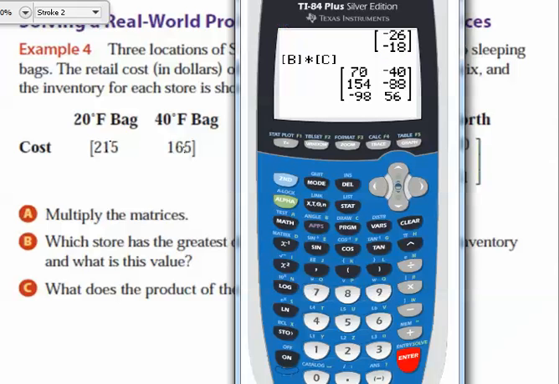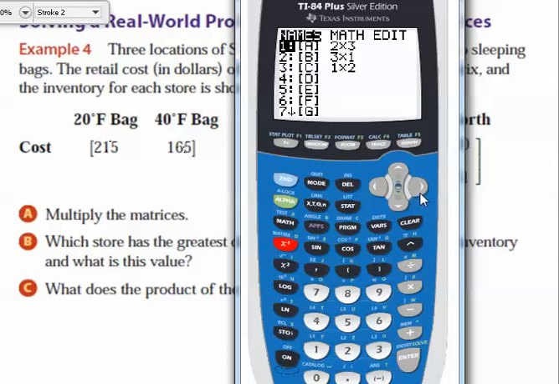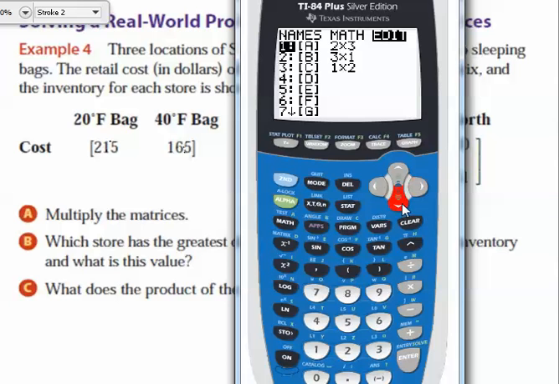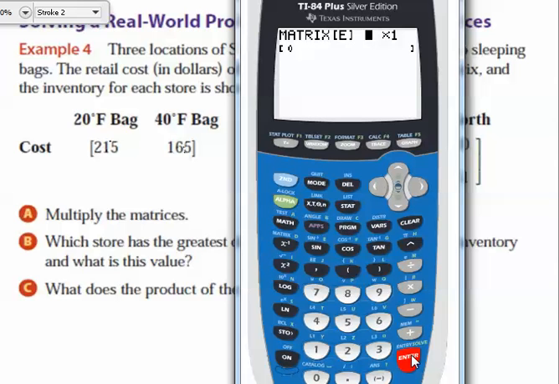I'm going to do it on the calculator because I'm thinking it's going to give me a little bit easier way of doing it because I can't do that matrix multiplication or that big of multiplications in my head. So we're going to do an edit, and we'll put the first one in D. Okay? And it's a 1 by 2 matrix, and the prices are $215 and $165.